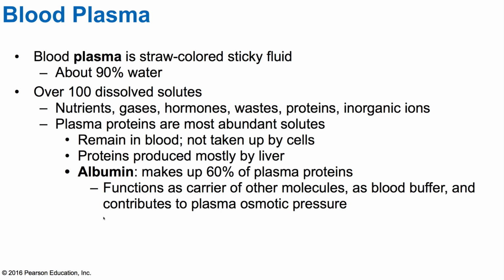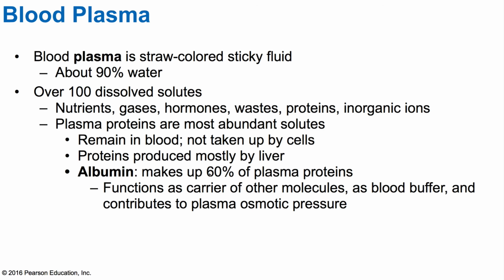Albumin makes up about 60% of all the plasma proteins, and its key job is that it contributes to the blood's osmotic pressure. So this is one of the reasons why blood does not escape. In other words, this is what helps blood stay within the blood vessels. When we talked about the regulatory functions of blood earlier on, we mentioned there's proteins that help blood stay inside the blood vessels. This is the key protein that does that job, albumin. In addition to that, albumin also functions as a carrier of other molecules in addition to being a buffer for blood.